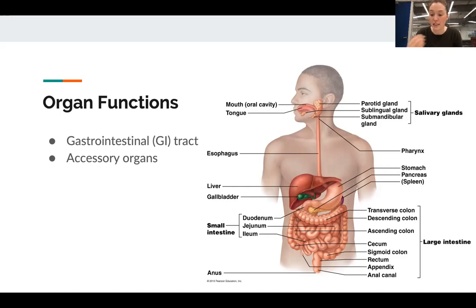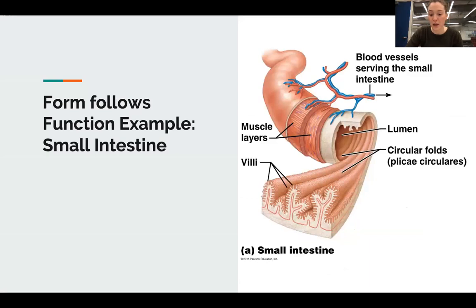Everything else is an accessory organ. The tongue is an accessory organ, the teeth, the salivary glands, the liver, gallbladder, pancreas, all of that. Those are accessory organs, and they aid in the functioning of the other organs in the GI tract.